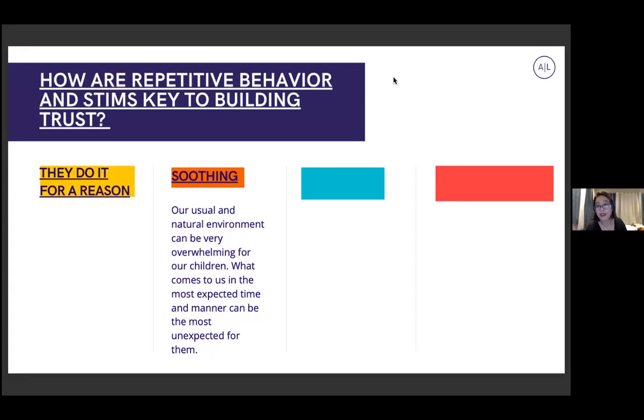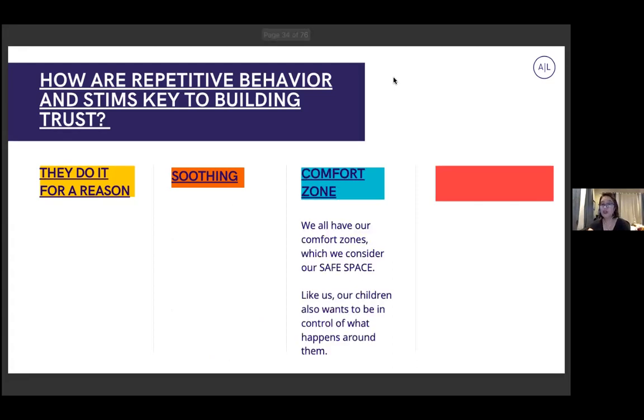We're not complicated to be with. We're not complicated as playmates. And most of all, we don't force them into anything that they don't want to do at the moment. Okay, so let's go to comfort zone.